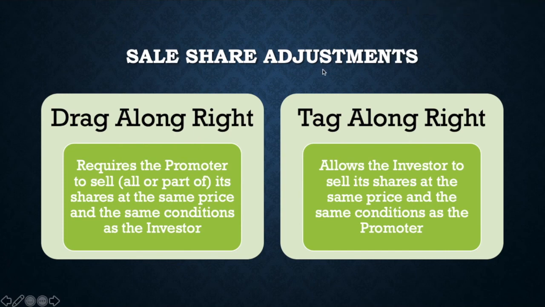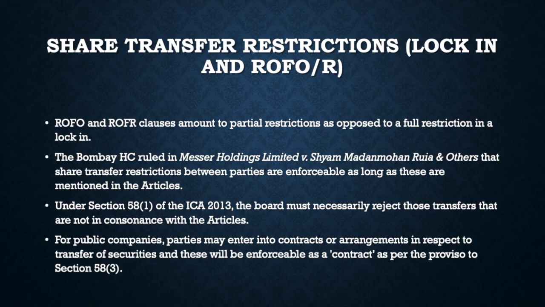So these sale share adjustments take place after the right of first offer and the right of first refusal are extinguished, and they could either be a drag along right or a tag along right depending upon who is selling the shares, right? Okay. Are these enforceable? Now, we know for a fact that the lock-in is a complete share transfer restriction, while the ROFO, ROFR, and in a way the tag and drag, they are partial restrictions, right? Now, the law is fairly clear on this. In the celebrated case of Messer Holdings versus Shah Madan Mohan Ruia, the Bombay High Court ruled that any share transfer restrictions between parties are enforceable as long as the share transfer restrictions are mentioned in the articles. And this seems to be an accepted position in law.